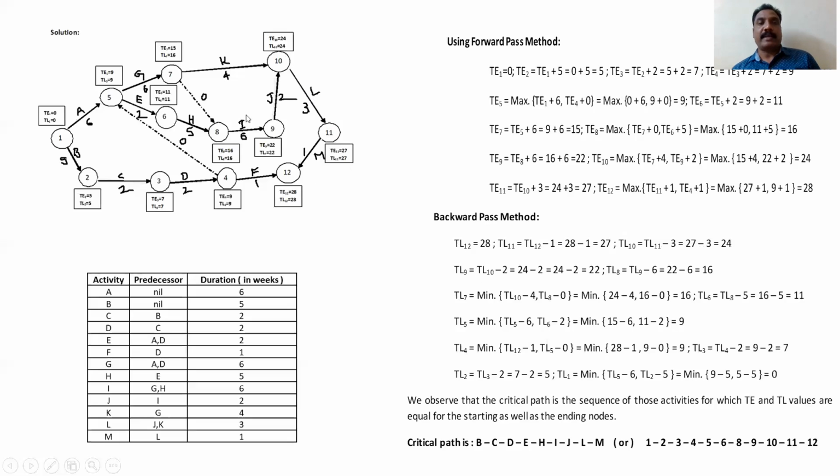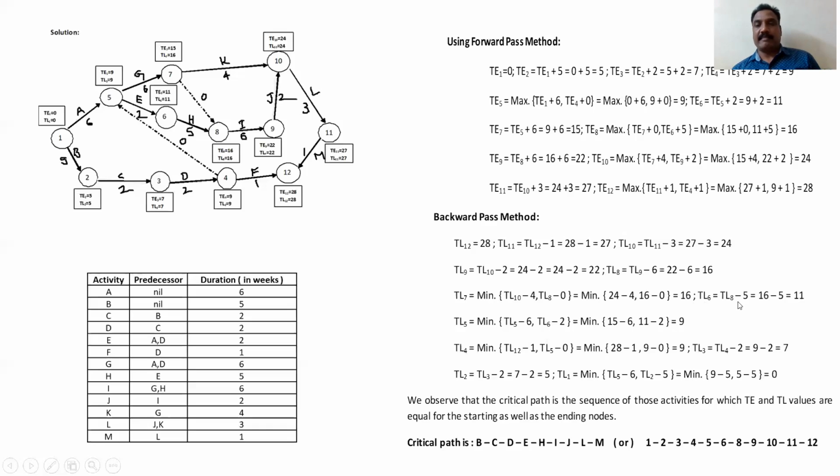TL9, where this one is. So the minimum of this, that is TL10 minus 2, that is 24 minus 2, equal to 22. So TL8 is TL9 minus 6, that is equal to 16. TL7, for this we have both, one is here, another one is here. So the minimum of those two should be taken. TL10 minus 4 or TL8 minus 0, that is 24 minus 4 or 16 minus 0, whichever is minimum is considered, that is 16.